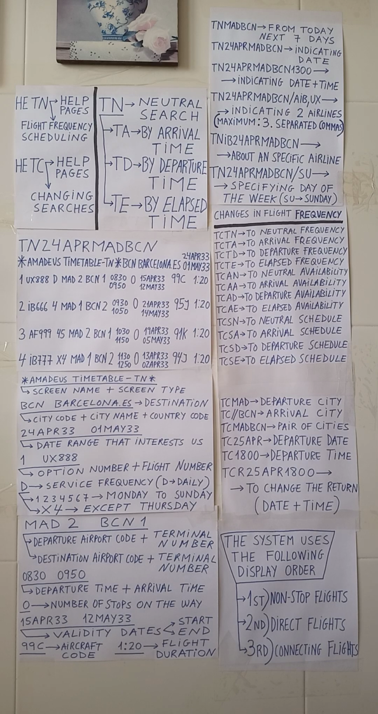When we want the search for these screens to be sorted by arrival time, we will use the TA code. When we want to search for programming screens to be sorted by departure time, we will use the TD code. And when we want the search for programming screens to be sorted by flight duration, we will use the TE code.